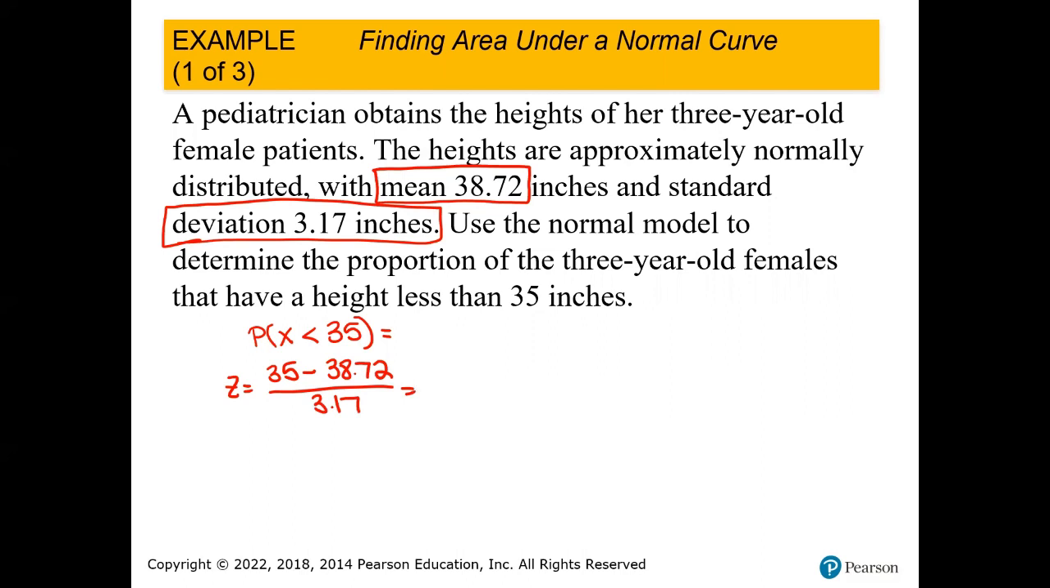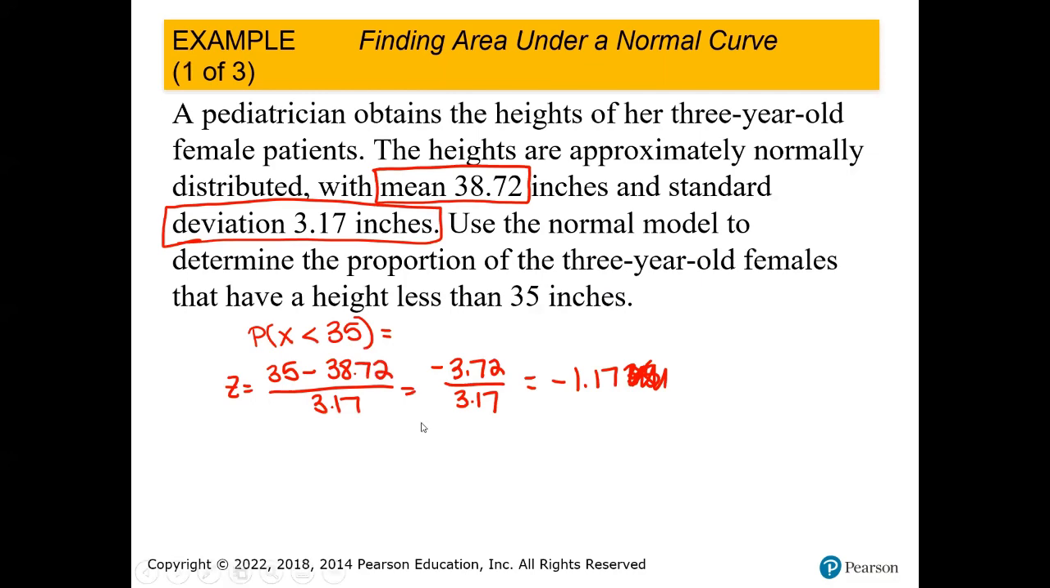So I take 35 and subtract 38.72. That gives me negative 3.72, which I divide by 3.17, and I get negative 1.1735. There's going to be a whole bunch of numbers after that. Usually for a z-score, we just go to 2 decimal places, so negative 1.17.